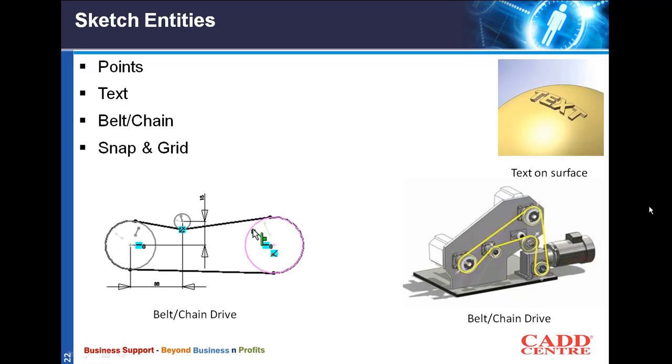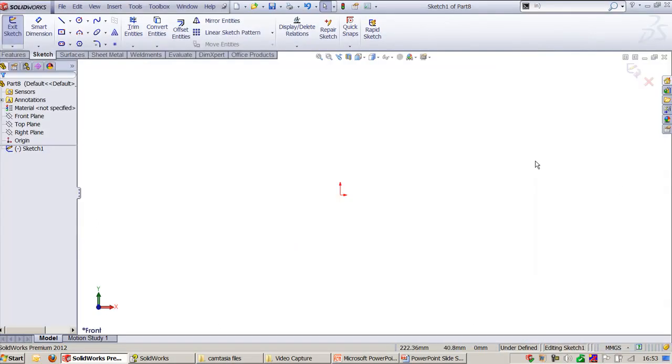And build chain is used to give the relation between two sketches. And snap and grid are once again the drafting assessments for the sketch creation. Let us start with the point creation.